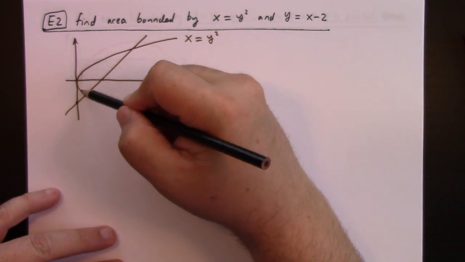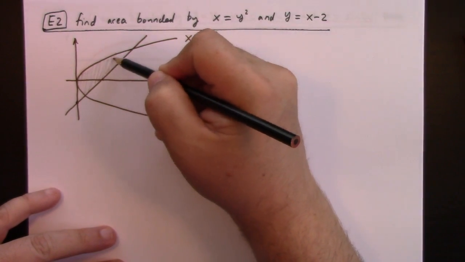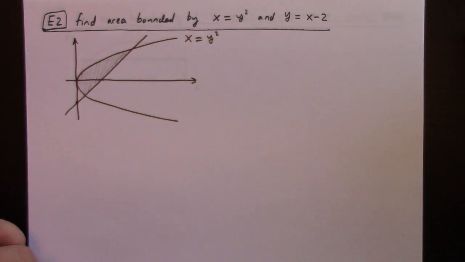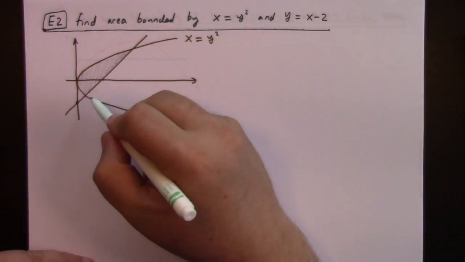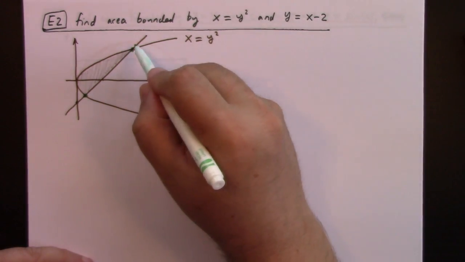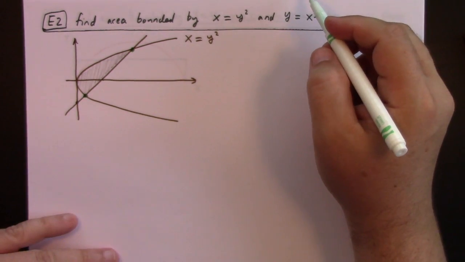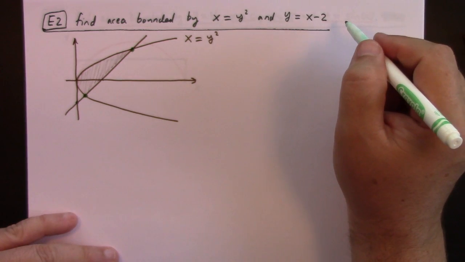It's right up in here. So I want to find that area. I'll find the points of intersection to start with here. What are these points? Those are places where both equations are true, right?